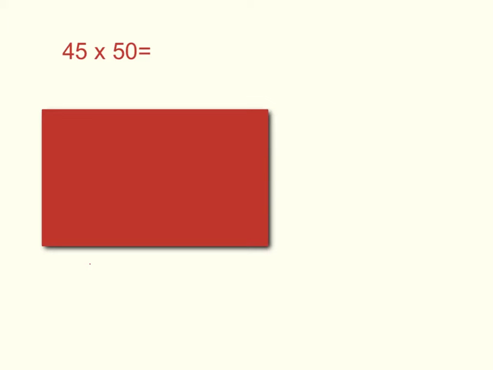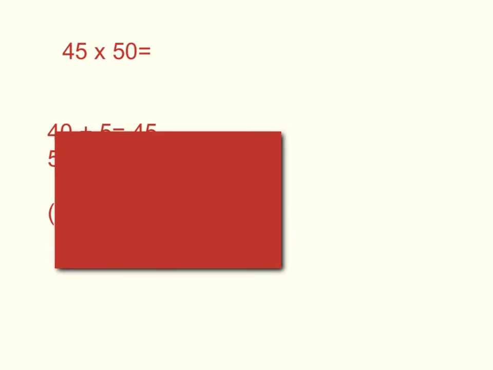Tonight our lesson is going to be on multi-digit multiplication. We're going to be multiplying two multi-digit numbers where one of the numbers ends with 0 or zeros. Let's start with thinking about our partial products.